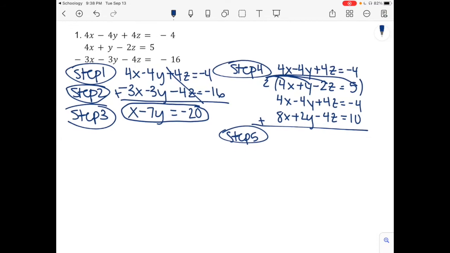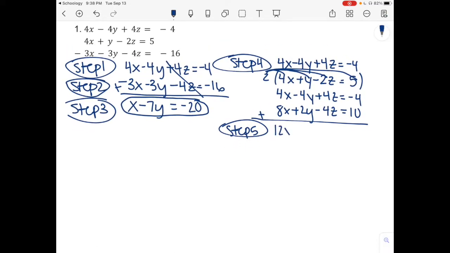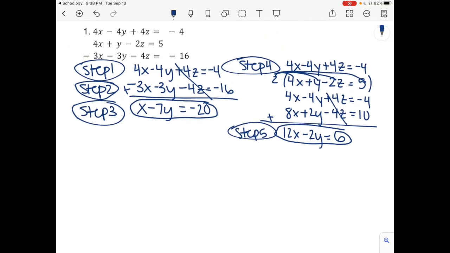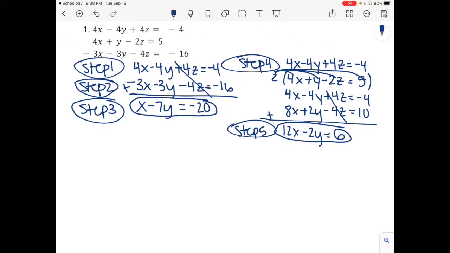Now I'm doing that add down, so step 5. So I've got 12x minus 2y, and then the z's cancel as we intended, and then equals 6. So I've got step 5 done. And I'm not going to be able to put it all the way to the right like I normally do because I don't have any more room, so I'm going to put it down here. So the next step down there, use the two equations with two variables from step 3 and 5. Eliminate one of the variables in order to solve for the first of the three variables. So let's take step 3, write it, x minus 7y equals negative 20. And then take step 5 and write it, 12x minus 2y equals 6.